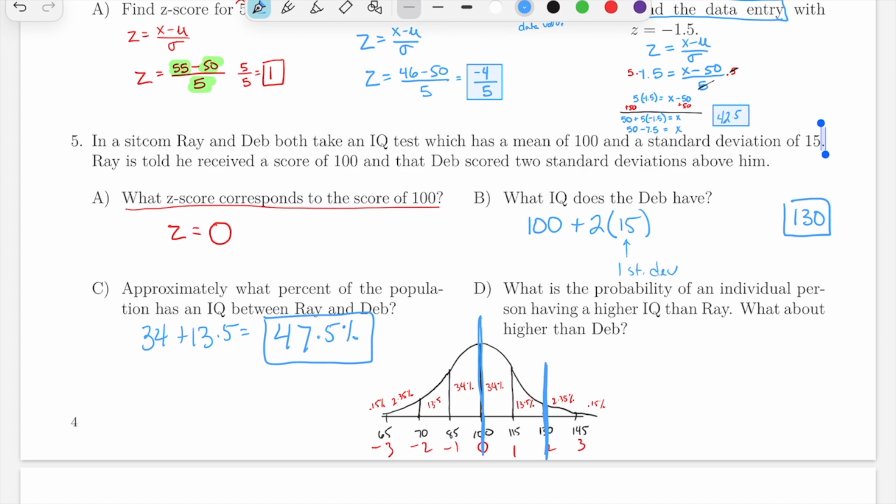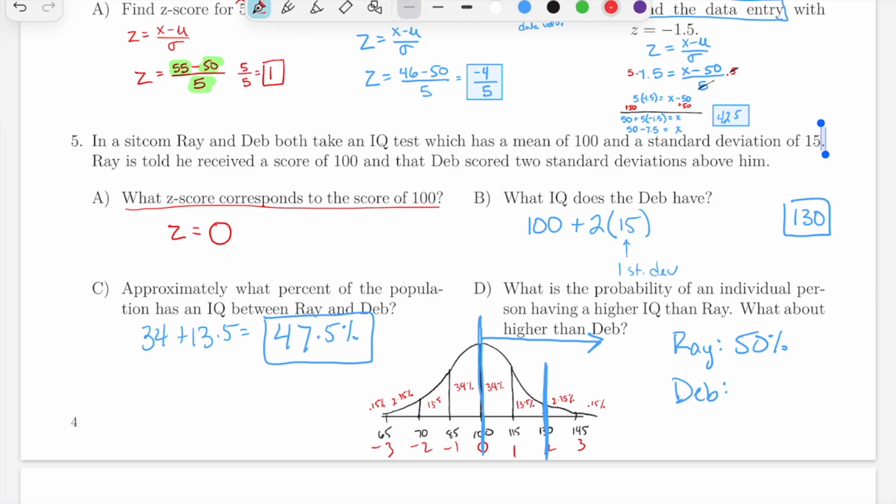What's the probability of a person having an IQ higher than Ray? Well, if Ray is right in the middle, higher than Ray would just be this way. And so about 50% of the population has an IQ higher than Ray. If you were to add together 34, 13.5, 2.35, and 0.15, those will add up to be 50%. Also, because Ray is right in the middle, right? He is average.